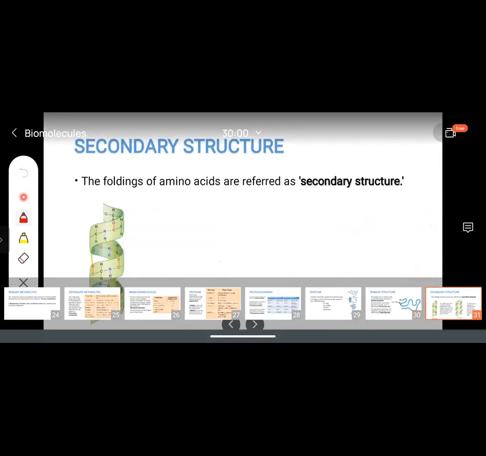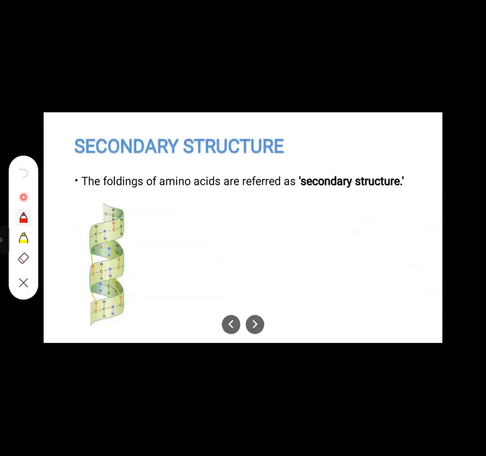Now let us move on to the secondary structure. If you see the secondary structure here, just as we have discussed, it has alpha helices and beta sheets. So this is the alpha helix.